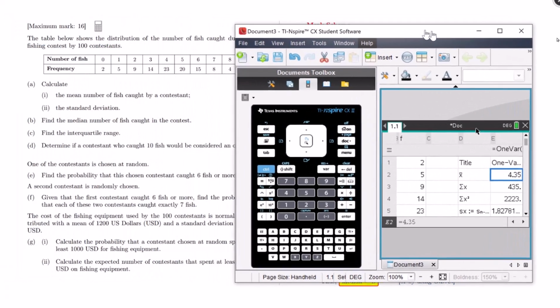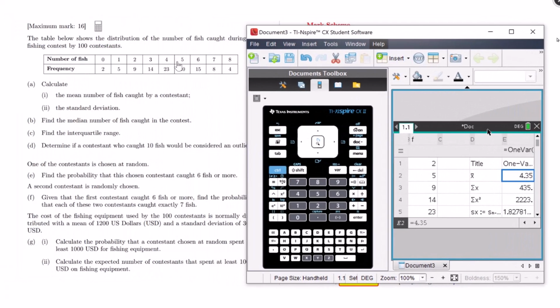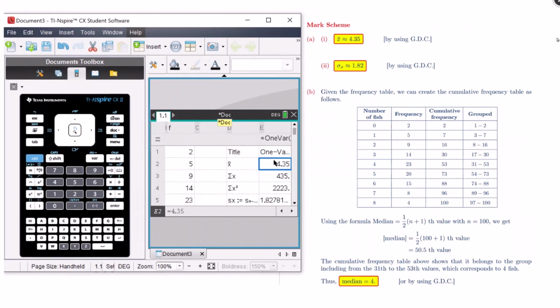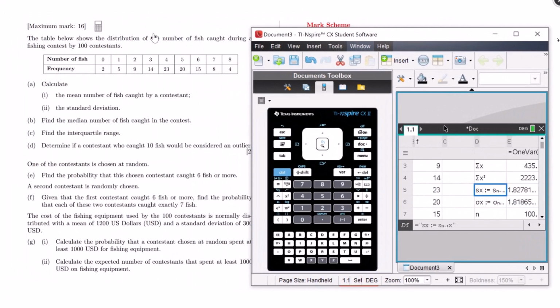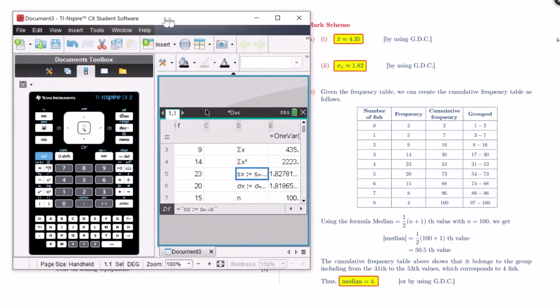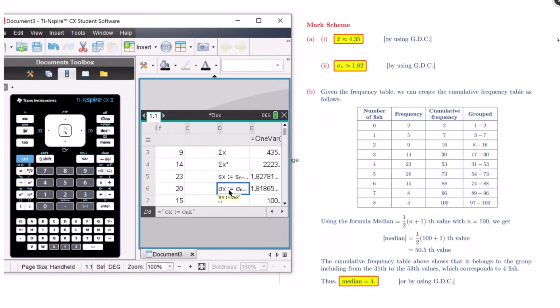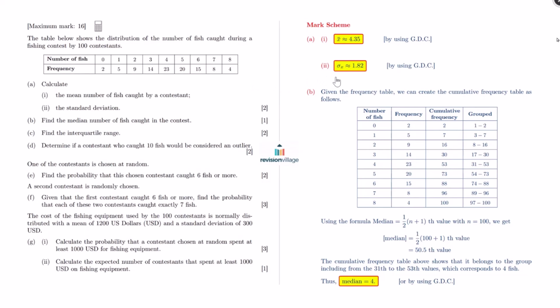So I was pretty close with my guess. The average number of fish caught by a contestant is around that 4 or 5 mark. Well, more accurately, it is 4.35. And the standard deviation, now we need to be careful that we select the right one here. sx stands for sample standard deviation. However, my interpretation of this question is that these 100 contestants weren't a sample. It actually was the entire population. They were all the contestants. So therefore, we're actually going to use sigma x, which stands for population standard deviation, which is the whole group, not taking a sample of the group. You can see they're pretty close numbers there, but we'll use this one to be precise. So 1.82. Okay, those are the 2 answers to part A.